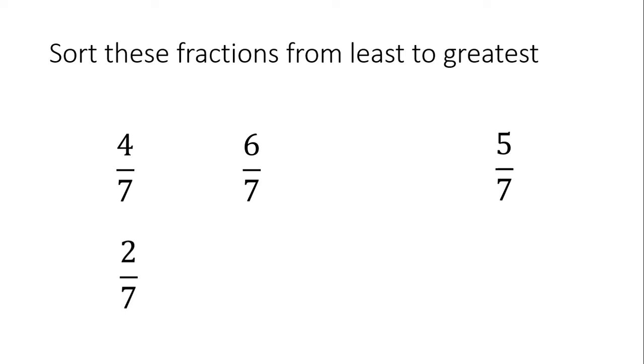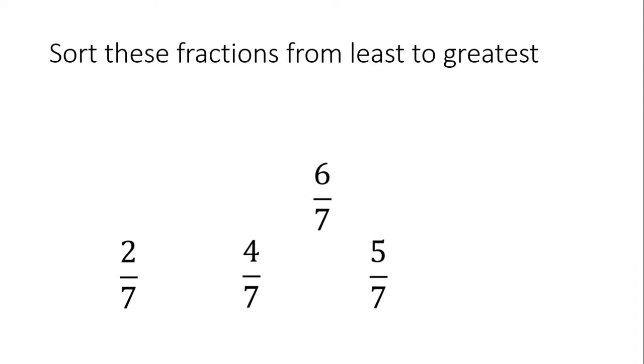Okay, then what? Next lowest digit is 4, and then the next lowest digit is 6. No, it's not. Fooled you, it's 5. And then finally 6/7. Okay, so 2/7, 4/7, 5/7, 6/7 from lowest to greatest.